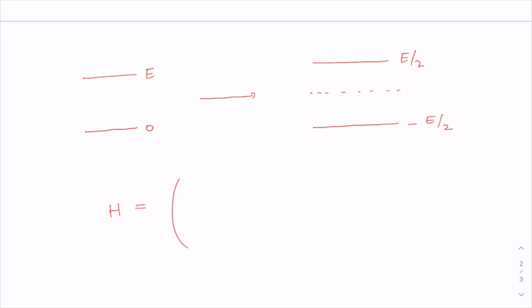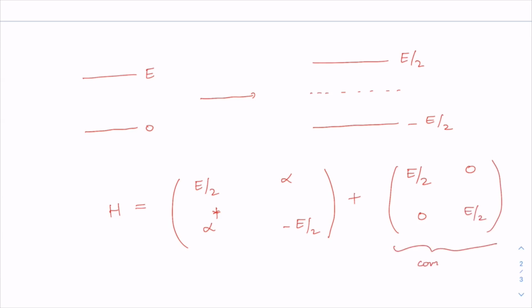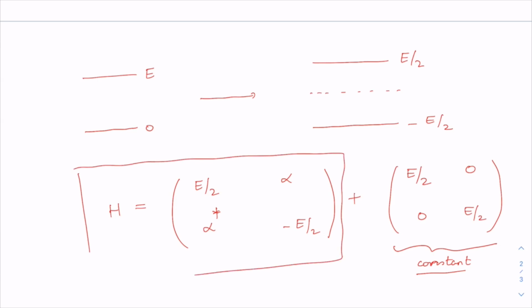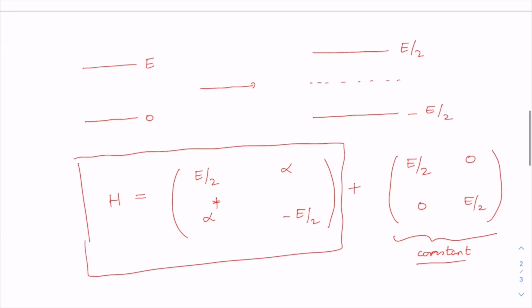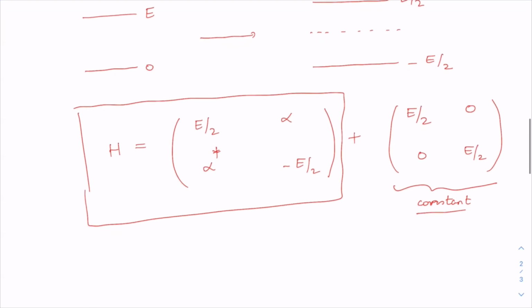So our Hamiltonian, now here we have E by 2 and minus E by 2, and here the off diagonal elements are alpha star and alpha, and then we just have to add a constant term, E by 2 times the identity, with E by 2 on the diagonal and 0 off the diagonal. This constant term is of no relevance as far as the physics is concerned, and we can just keep this part of the Hamiltonian. Writing the Hamiltonian in this form has a huge advantage, as we will see now.